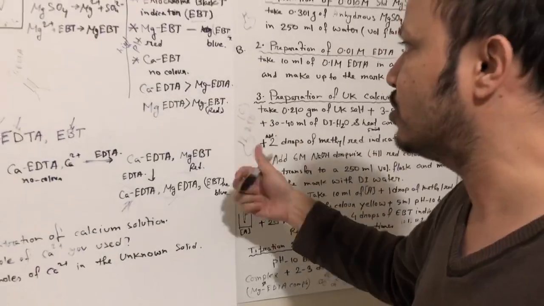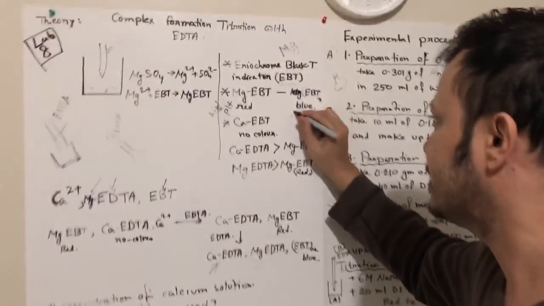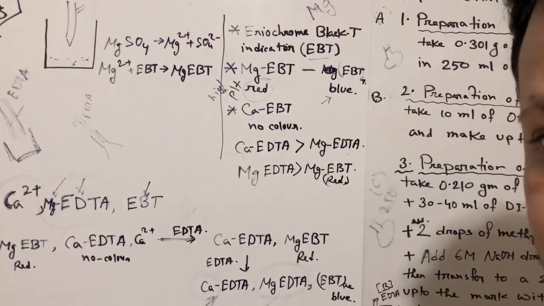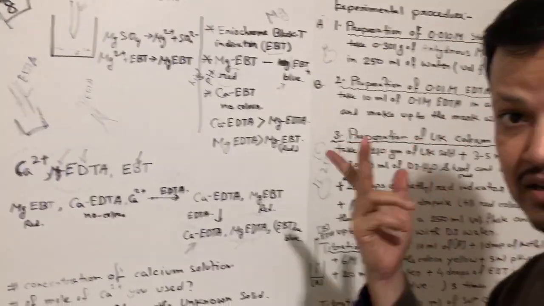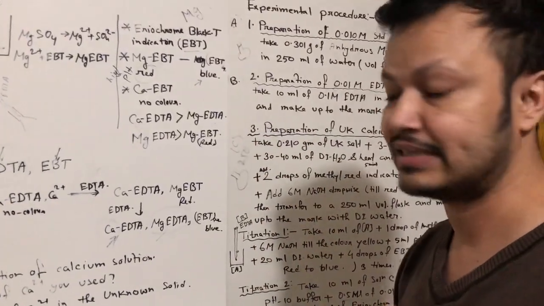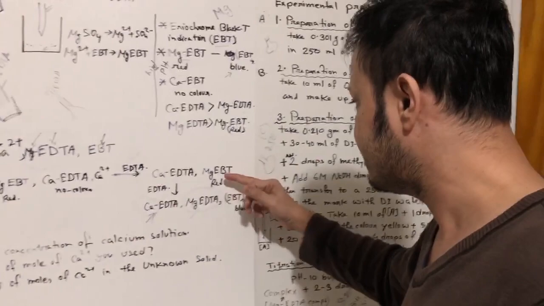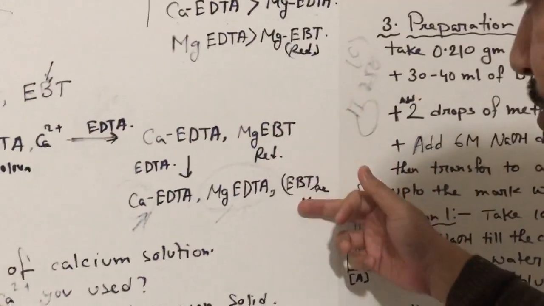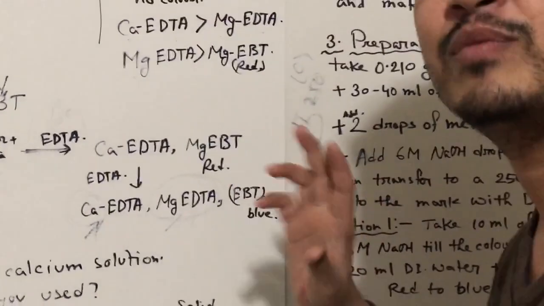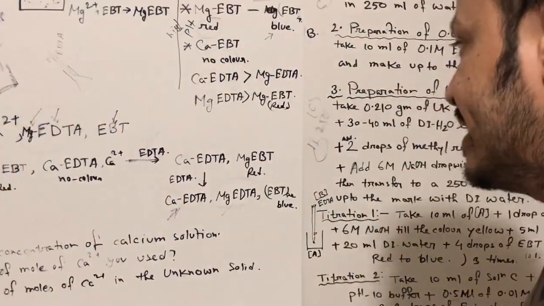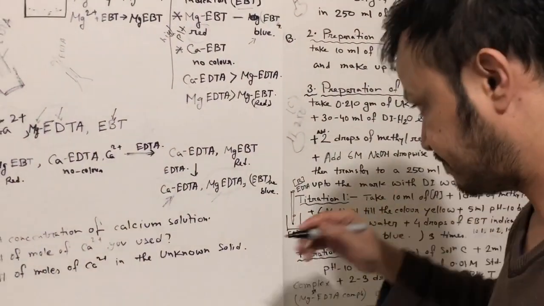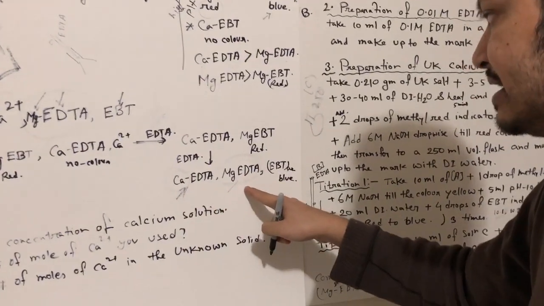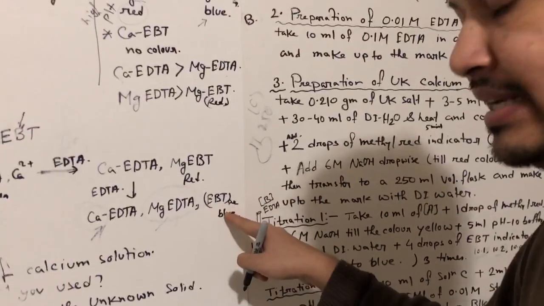As we know, these ions are blue in color and this magnesium EBT is red in color. So it is giving the change of the color, the wine red type color. So if the color changes from red to blue, then you can say that the equivalence point came. Actually at that equivalence point you have calcium EDTA, magnesium EDTA and Eriochrome black T indicator.